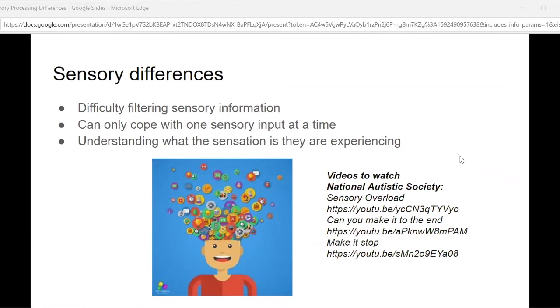There are some really good videos which are here, and we'll put the links up for those. They can really give you a good understanding of what it feels like to have those sensory overloads and not being able to filter out the information that you don't need. All 3 of those videos, sensory overload, can you make it to the end and make it stop, are made by the National Autistic Society.